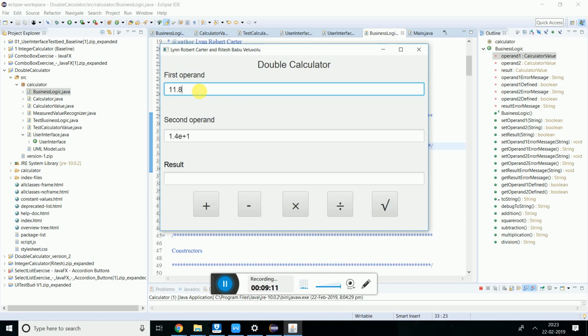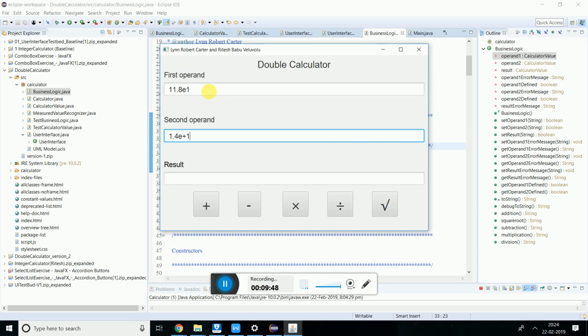But if you type E, there's a possibility that the next character may convert this into a number. Basically, now it shows the message that this character may only be a digit, a plus or a minus character. If you type any number next to it, it converts this to a number. 11.8 into 10 power 1, which is 118, which is correct.